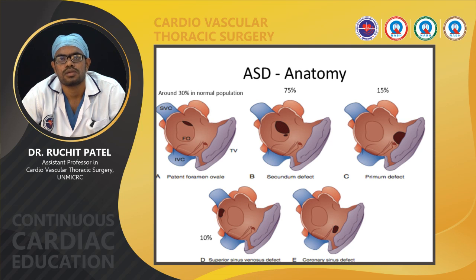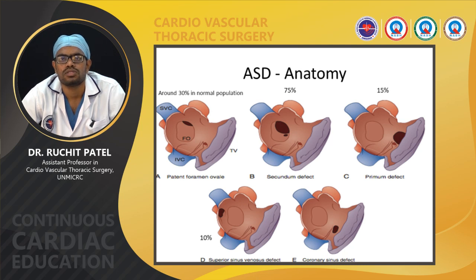Anatomical classification depends on the location of the defect. The most common is the ostium secundum ASD, which is near the fossa ovalis region. There may be single or multiple defects in the fossa ovalis. Around three-fourths of the defects are ostium secundum type.